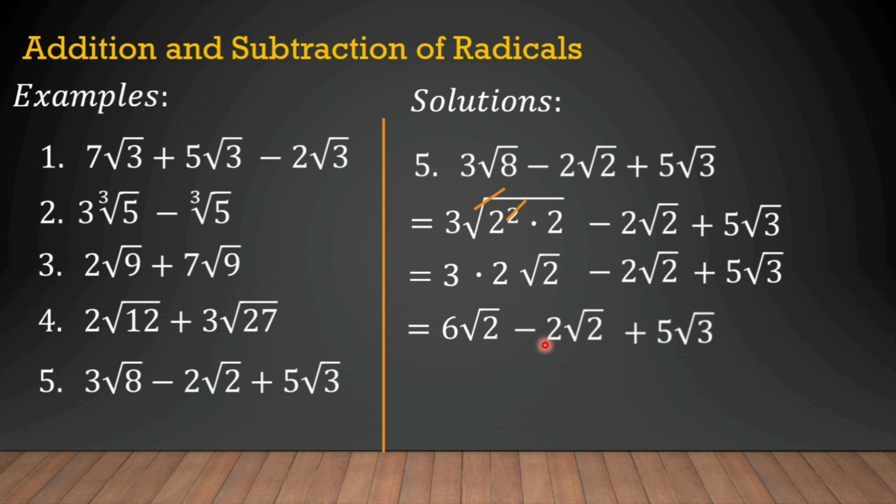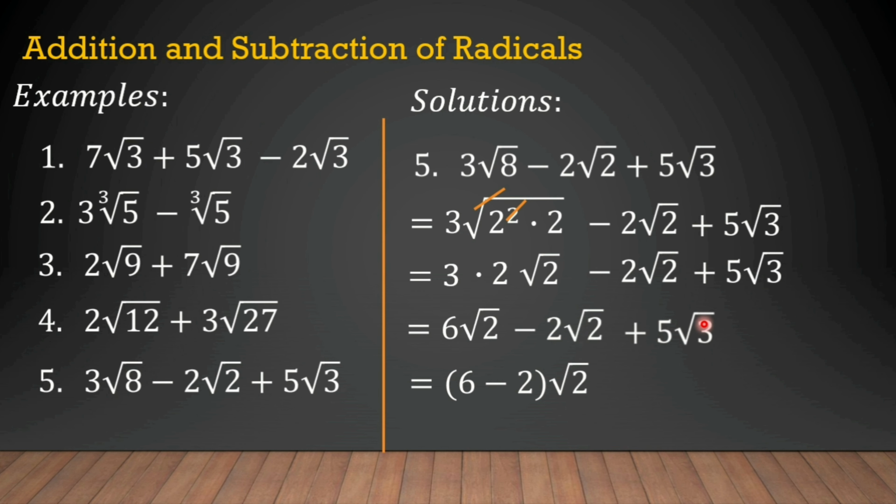the square root of 2, pwede na natin silang pagsamahin. Bakit? Kasi, same ang index na nila, at saka same na rin yung radicand nila. In short, similar radicals na sila. So, pwede na natin silang i-combine. So, unahin muna natin to. 6 minus 2, then copy the common radicals, which is the square root of 2.